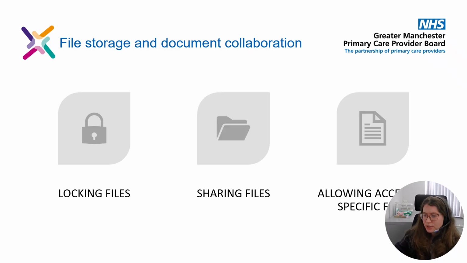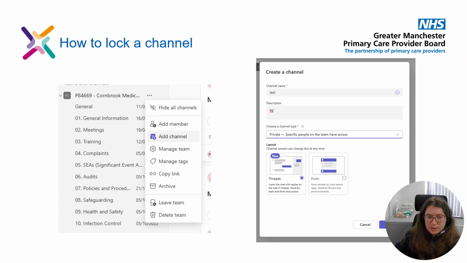So now I'm just going to take you through a bit more of an in-depth look at the channel features. So things like locking files, sharing files, and allowing specific access. So how to lock a channel. So that's when you're creating an open channel for all the practice or a locked channel. And when you create a channel, you need to decide if that's an open channel or a locked channel. You can't go back and change it. But it's a relatively simple process to do that.